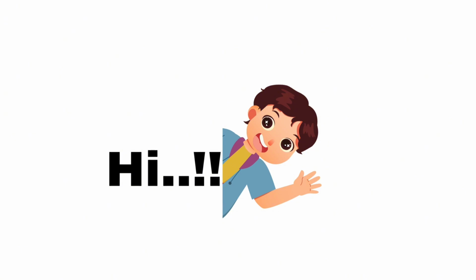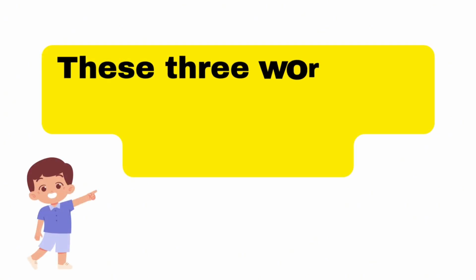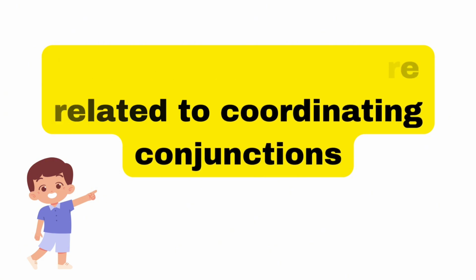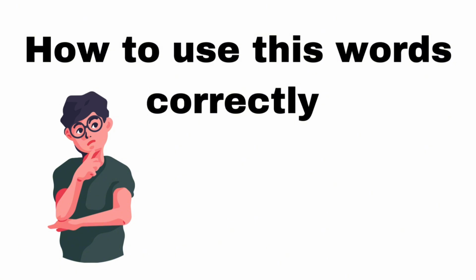Today I'm going to teach you about an important lesson: and, but, or. Do you know these words? These three words are related to coordinating conjunctions. Let's look at how to use these words correctly.